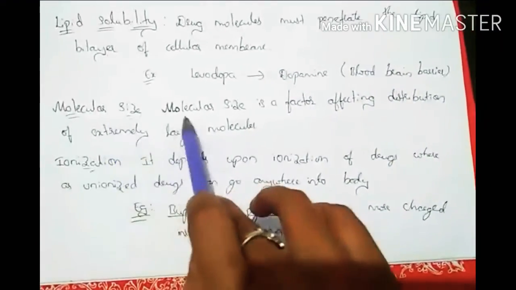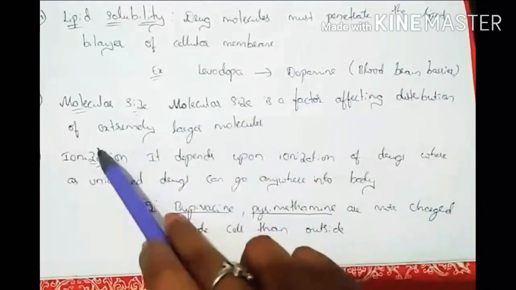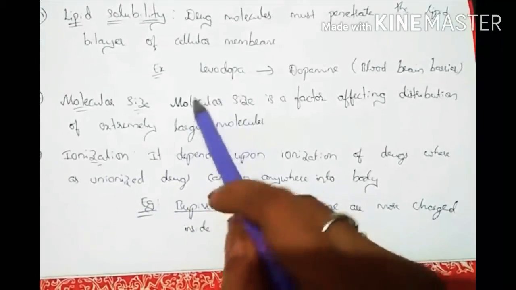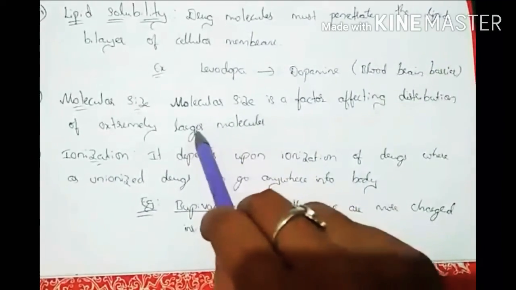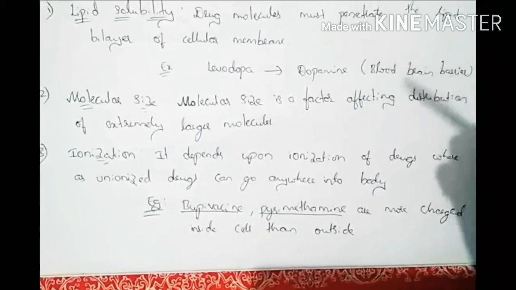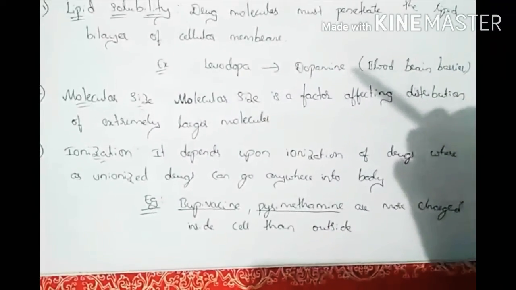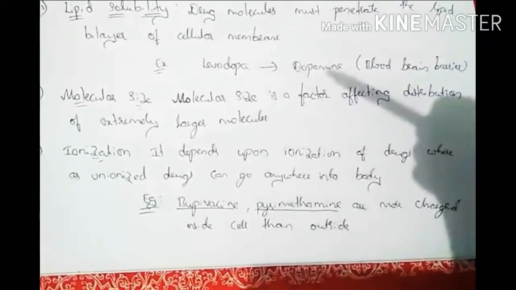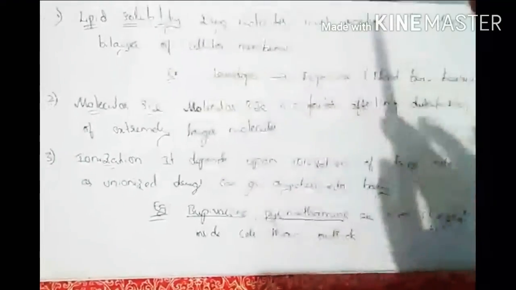Molecular size is a factor affecting distribution of extremely large molecules. Because of the molecular size, the largest molecules will be affected. So we consider that smaller particles can easily dissolve and distribution will take place.